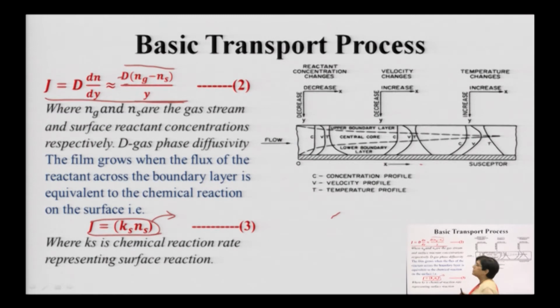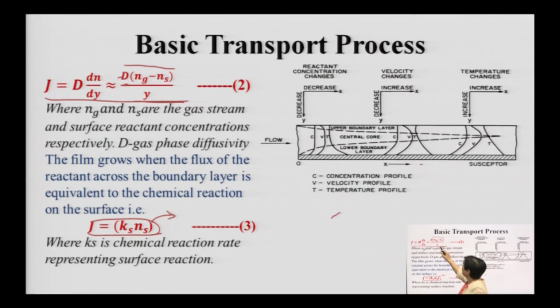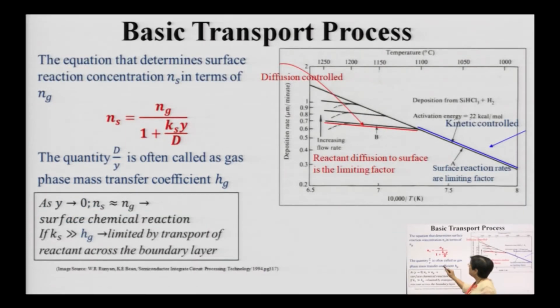Now, under balanced conditions you want all these three things to be in equilibrium, therefore we equate them and solve for Ns. If I substitute the value of y over here, I get the equation for Ns as Ns is equal to Ng divided by 1 plus Ks y divided by D.